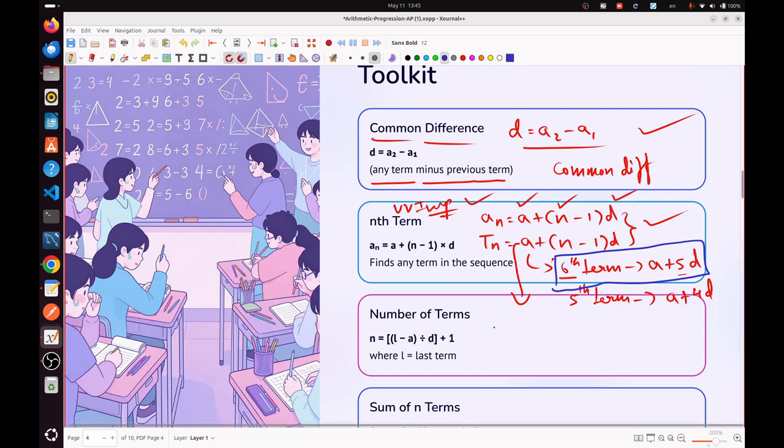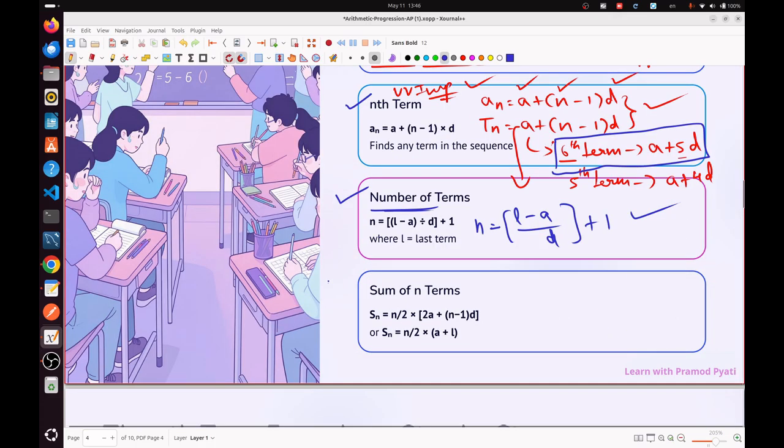Next here we have one more important formula to find the number of terms in the series. This is nth term, but this is the number of terms. Here the formula is n equal to (L minus a) divided by d, plus 1. This is also a very important formula.